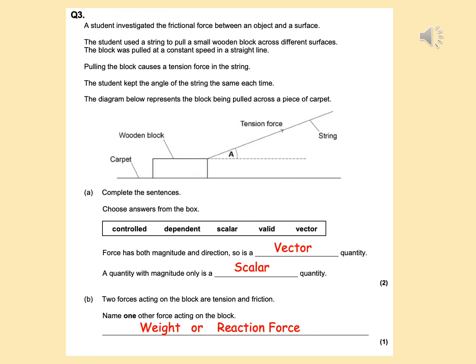Part B, two forces acting on the block are tension and friction. Name one other force acting on the block. So for this one, if you think about the four forces that could possibly be acting in all directions, we've got tension and we've got friction. We could have also accounted for weight or reaction force. Both would have been viable answers.